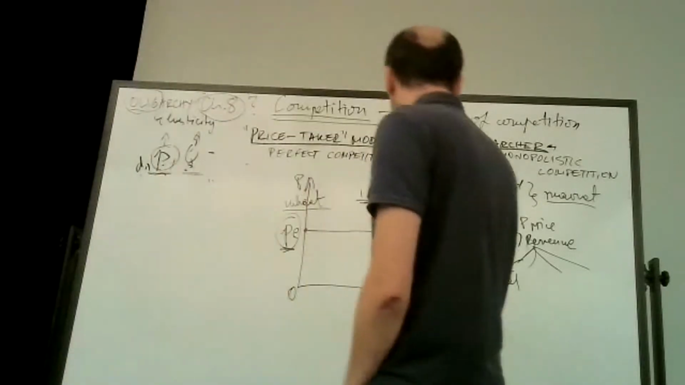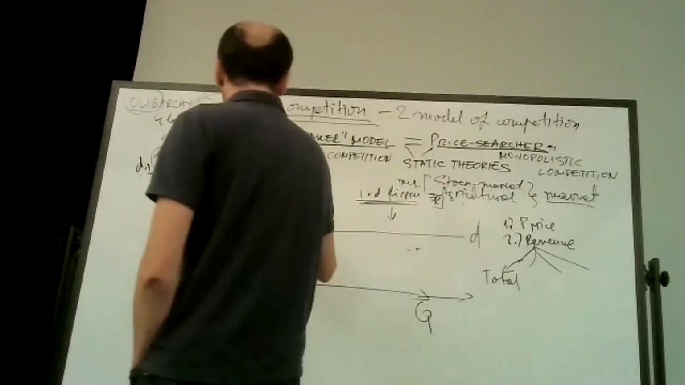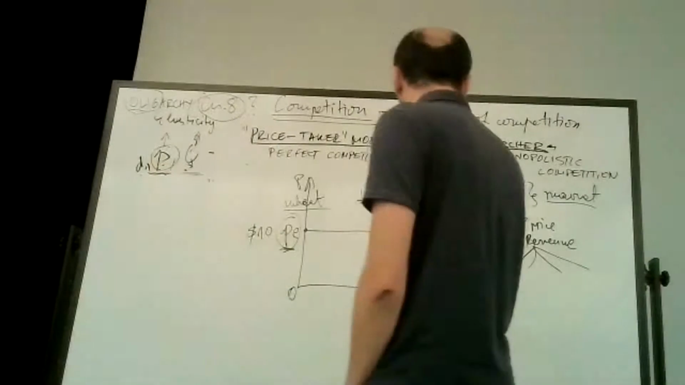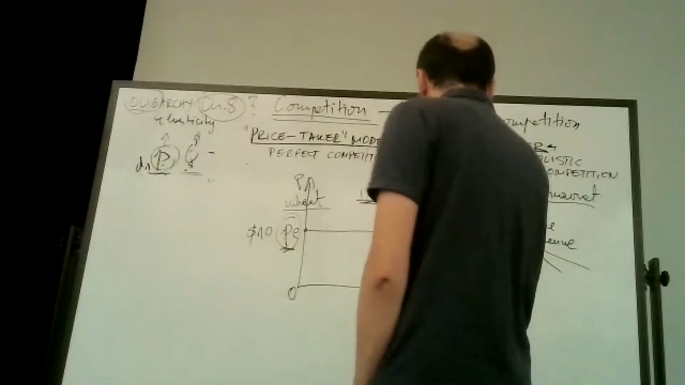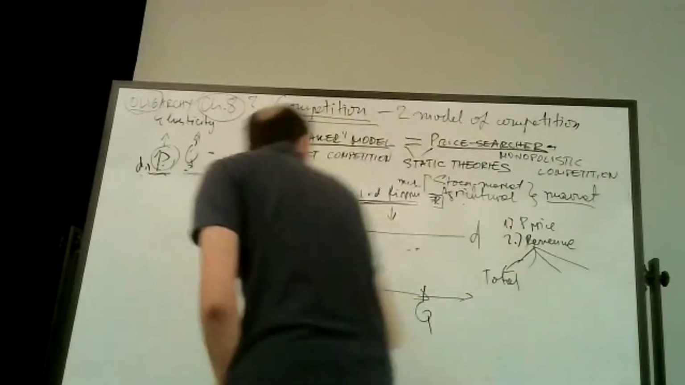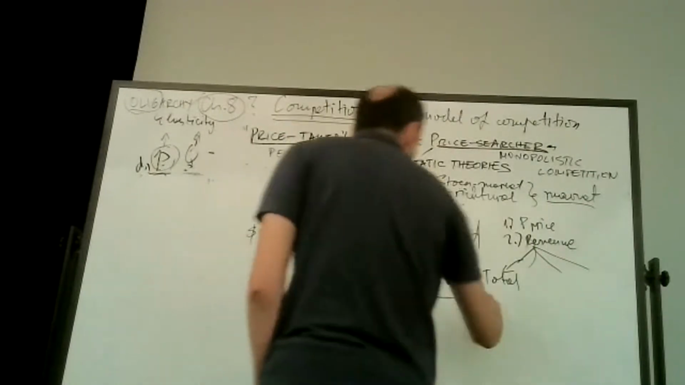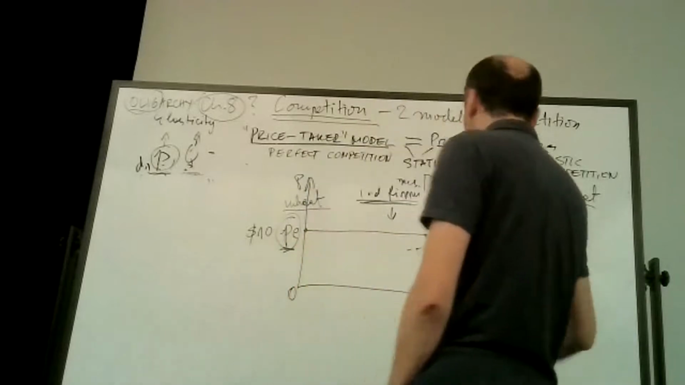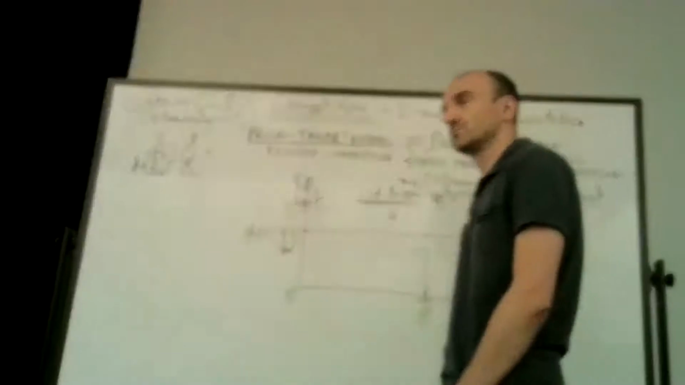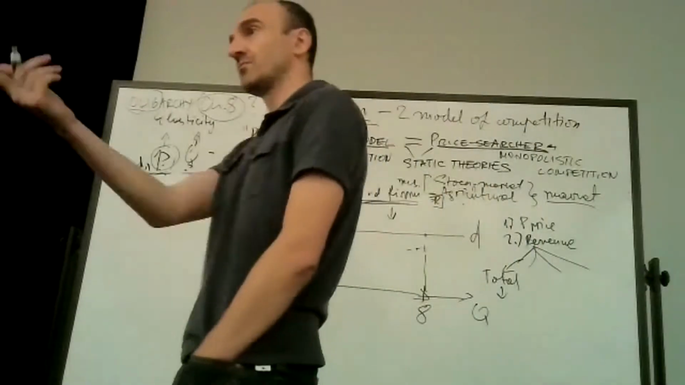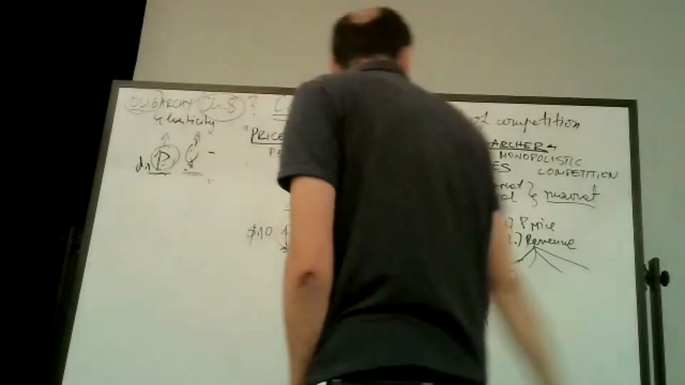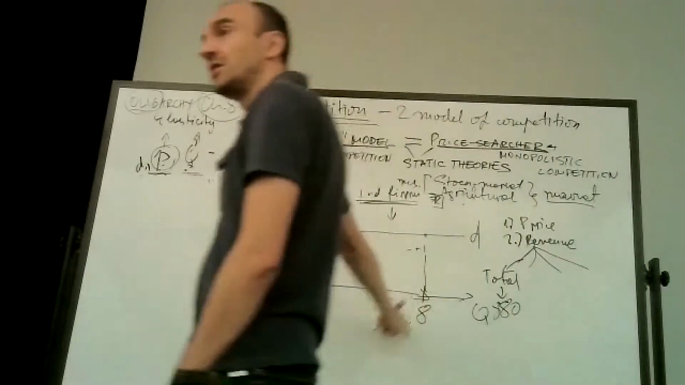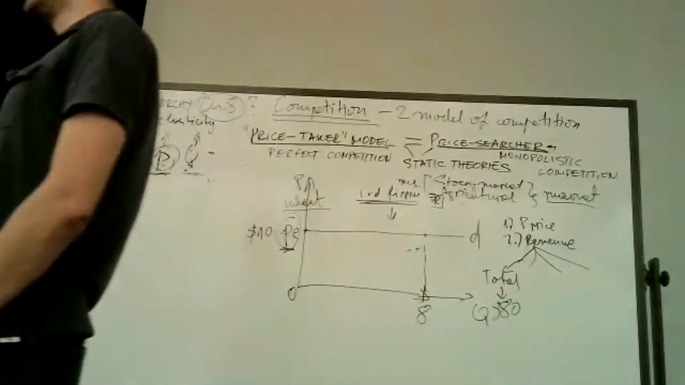Let's say that the price is $10 per bushel of wheat, and a farmer sells 8 bushels. What is the total revenue then? $80. Which means total quantity sold times price per unit.